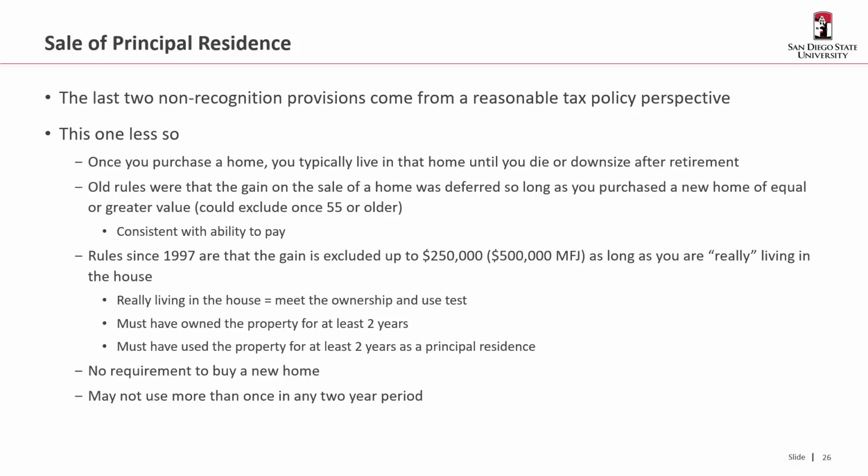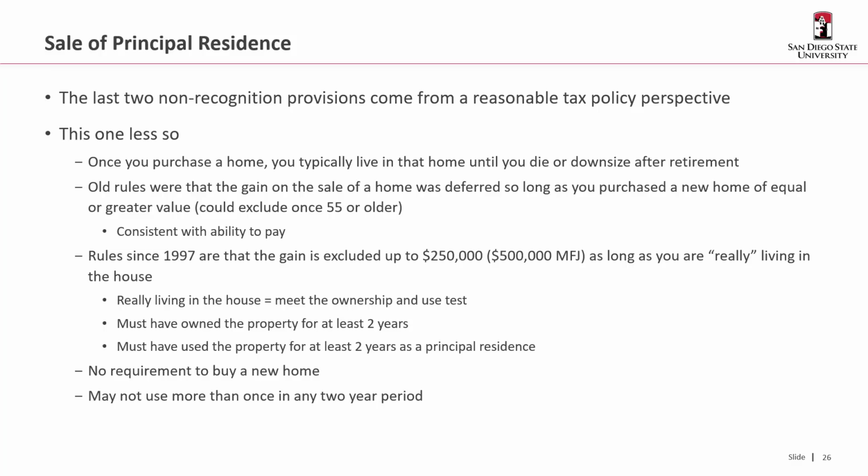However, in 97, they changed the rule. And they said, look, at this point, we don't care what you do with the money. So the gain is excluded for a single taxpayer up to $250,000 or up to $500,000 if married filing jointly, as long as you were really, in air quotes, living in the house you're selling. So really living in the house means it was your principal residence.